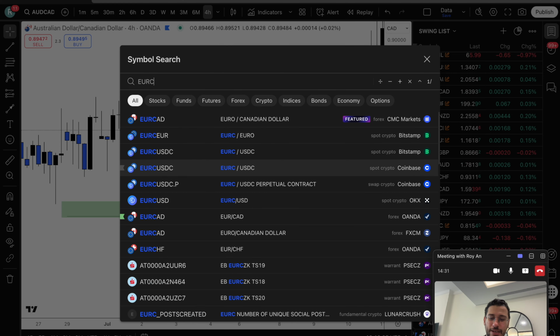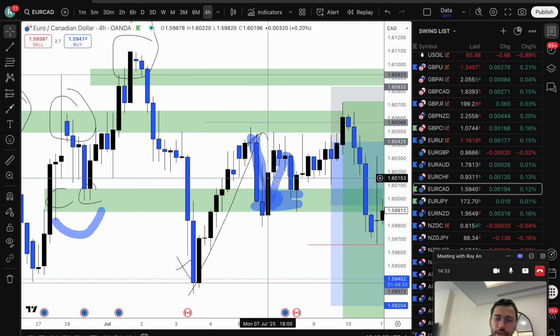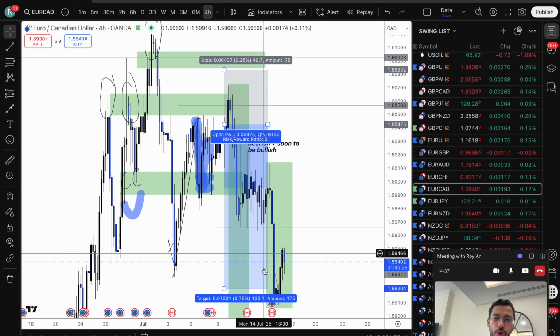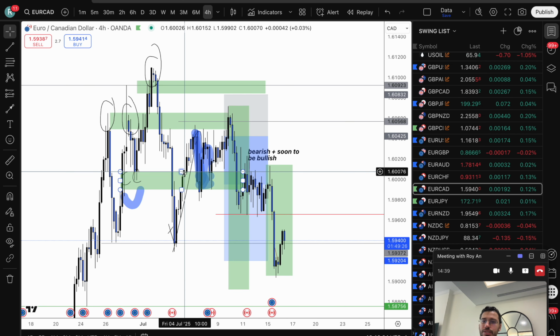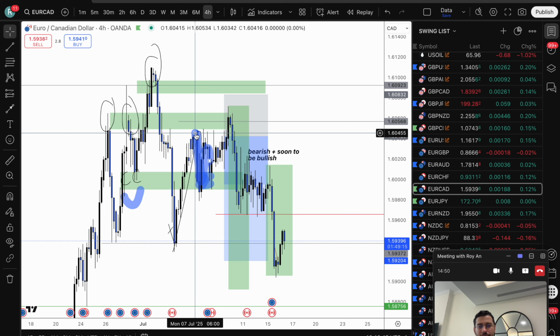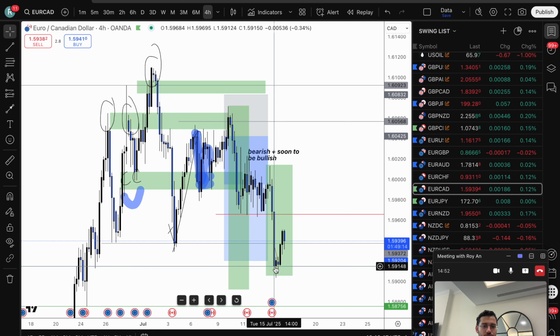Anyway, going back to Euro CAD right here, Euro CAD was a magnificent trade through to the downside right here, full TP all the way down. So this trade, as you can see, was taken right there. The market then hovered a little bit around this area right here, and then it pushed through to the downside. This trade took like 8 days. So it started at 7 July and it ended just yesterday right here at 15 July.